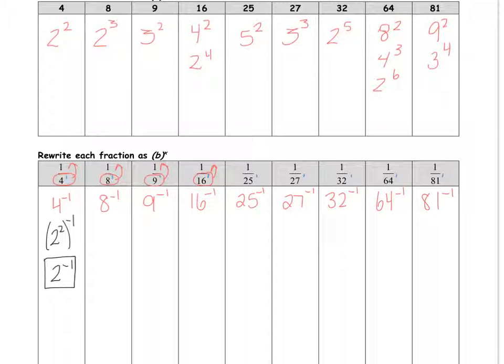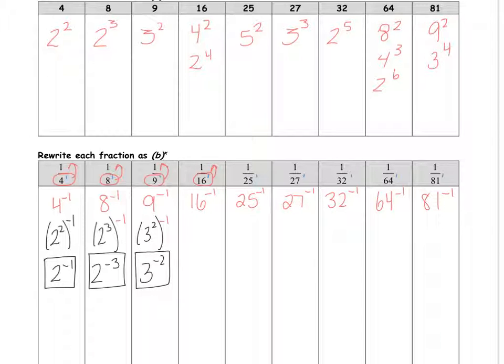Okay, how about 8? We said 8 was the same thing as 2 to the 3rd, and I'm going to raise that to the negative 1 power. So when I multiply 3 and negative 1, I get 2 to the negative 3rd power. Okay, how about 9? 9 was the same thing as 3 squared. Raise it to the negative 1 power, and I'll get 3 to the negative 2.